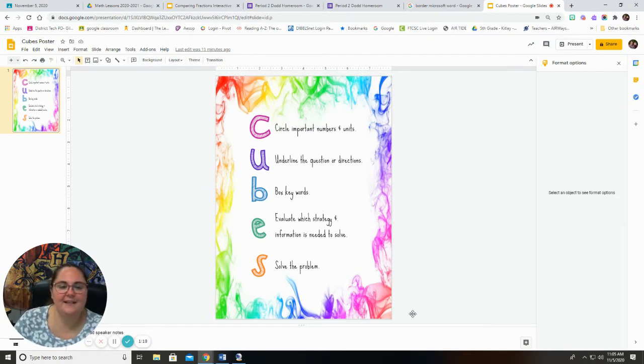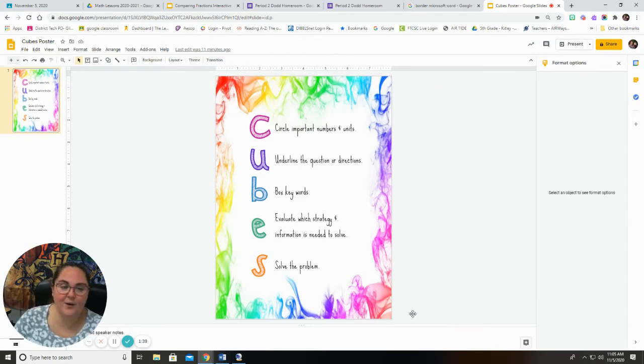Underline the question, that's the U. So then you're going to underline what's being asked. How many feet are there total? Okay. How many inches are there total? Oh, but you might need to convert, right? So underline the question or directions because that's going to help you know what to do.